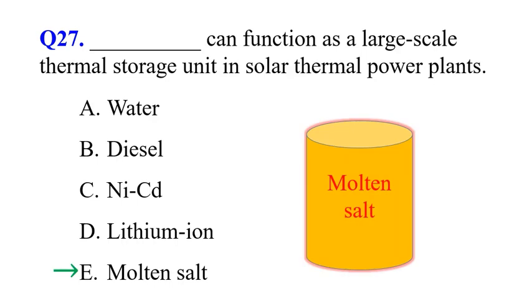This can function as a large scale thermal storage unit in solar thermal power plants. So what kind of thing are you looking for? You can store things in large solar thermal power plants, right? Definitely not nickel cadmium and lithium ion. They are related to battery technologies. So water can be used as thermal storage, but from the answers given, the best one would be molten salt. It can function as a large scale thermal storage unit, right?